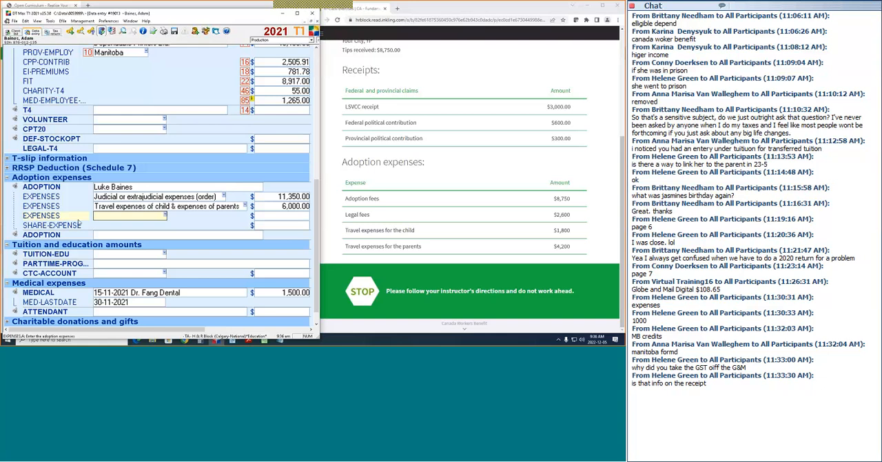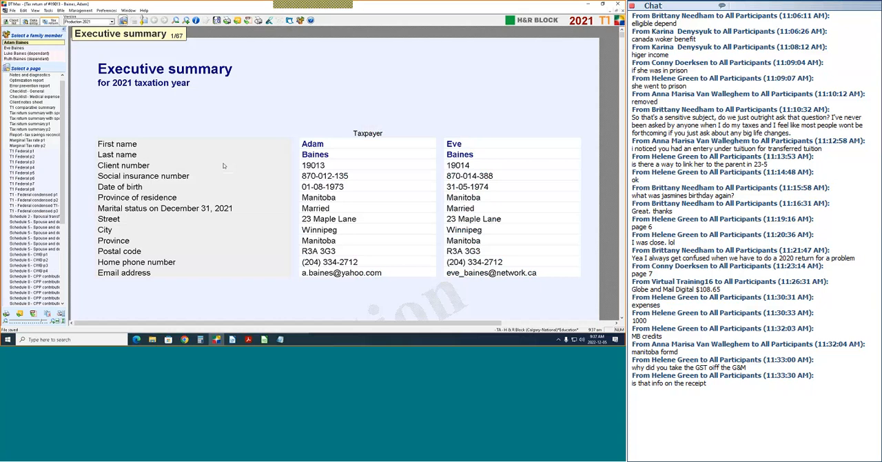Okay. Then it's going to ask me, do I want to share the expense with the other adoptive parent? So if I want to share some of this with Eve, I could say how much I want to share. Remember, it is limited to how much you can claim. The computer will know what that limit is, but you should be thinking about the limit yourself.